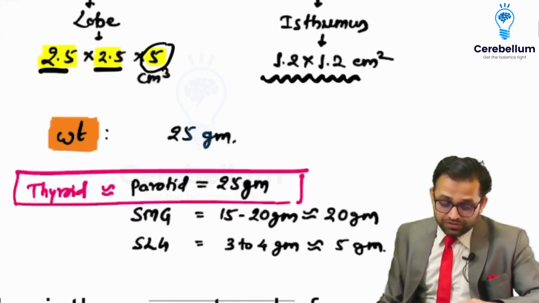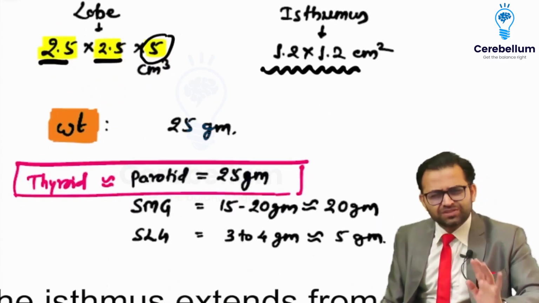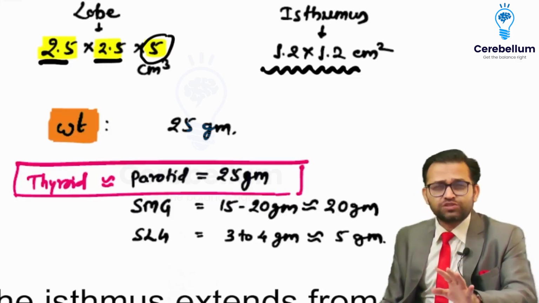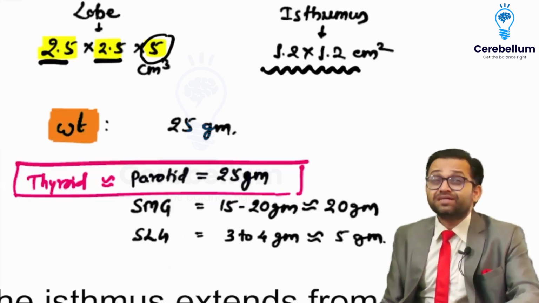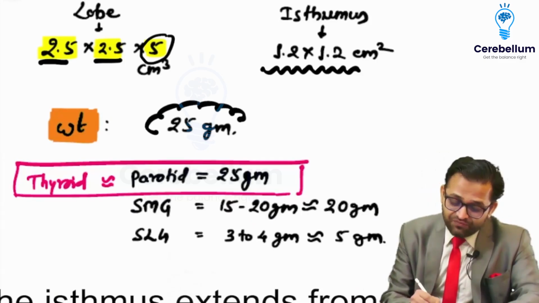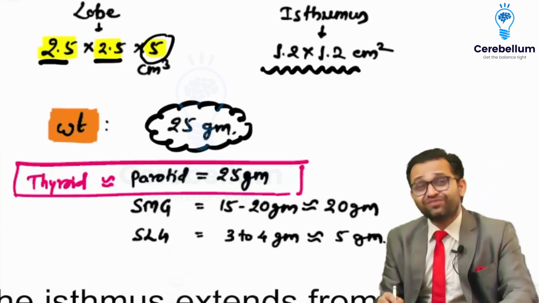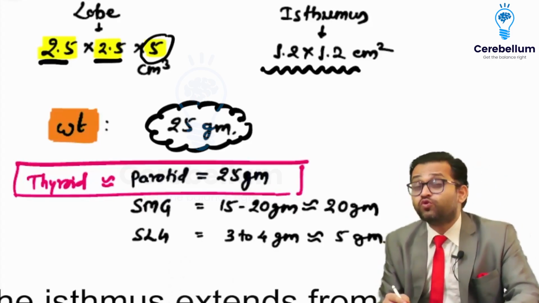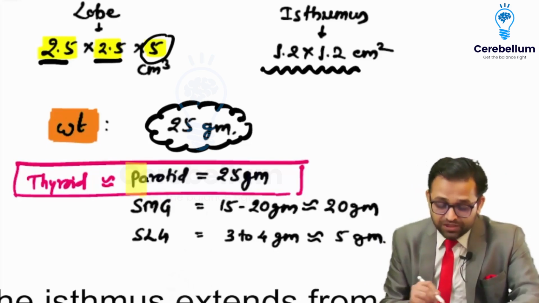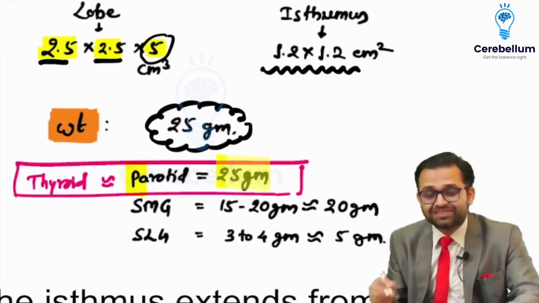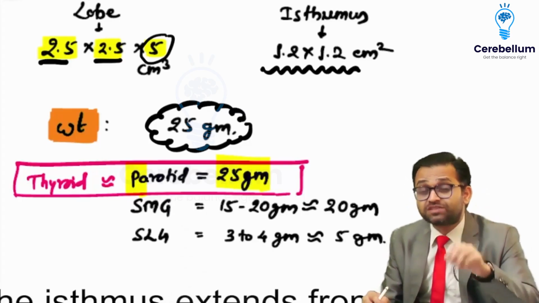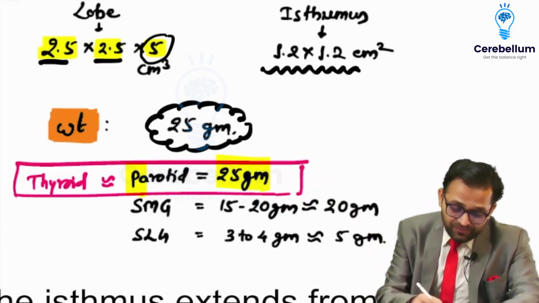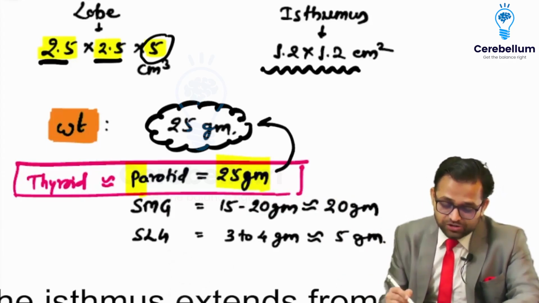Okay, now look at the weight. Sometimes it may be asked, especially for first MBBS students, not too important for NEET PG, but you can remember it has a weight of 25 grams. Remember, parotid gland, you will learn in your ENT that P for parotid, P for 25. You can remember 25 grams. The thyroid gland also has the same weight.